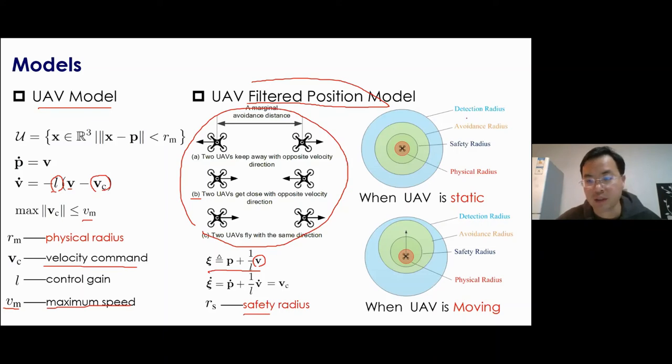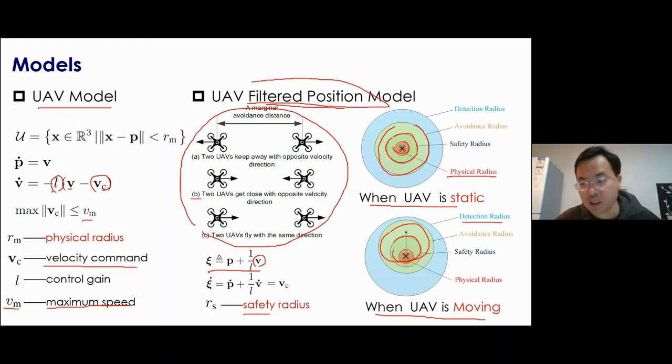Let's see the picture on the right. When the UAV is static, this is the physical radius. This is the safety radius. It's bigger than the physical radius. This is the avoidance area. If another UAV enters this area, this UAV should make avoidance. When the UAV is moving, this is the safety area and this is the avoidance area. They are based on the filter position, not the position. This is very different. But the detection area and the physical area are based on the position.